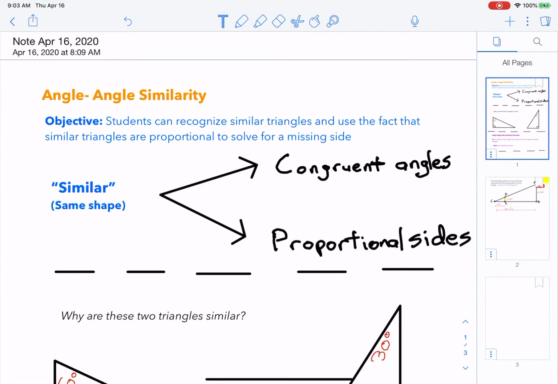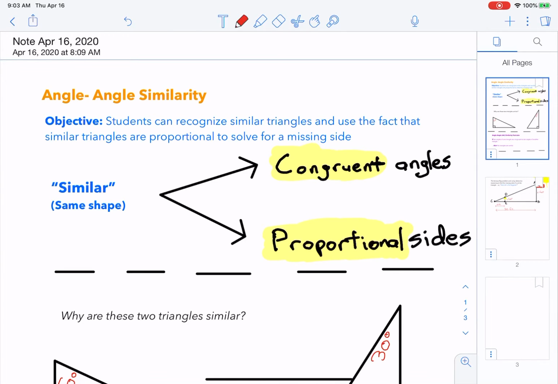As you'll see, similar means, in familiar language, basically the same shape, triangles or other polygons that are the same shape. But in a more technical math sense, it means that we have angles that are congruent. I'm going to highlight that here. The angles in similar triangles are congruent. And the sides, this is the key for the most interesting part of our work today, I think, the sides are proportional.